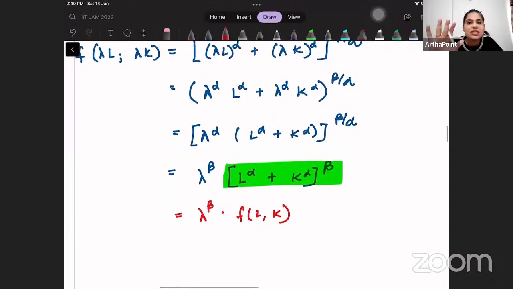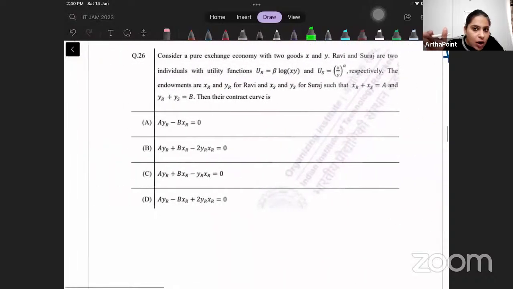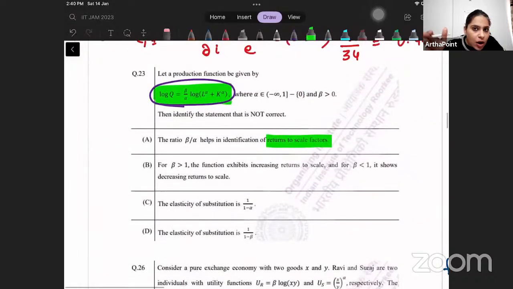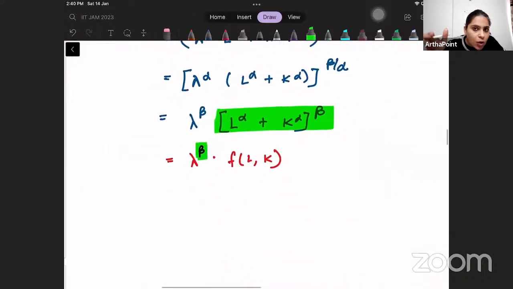So this is definitely homogeneous because I could pull out the lambda scale factor. Its degree of homogeneity is this beta, isn't it? So when it says its degree of homogeneity is beta by alpha, that's wrong. Achha, this degree of homogeneity only tells me the returns to scale. So you can make a note of this, please.